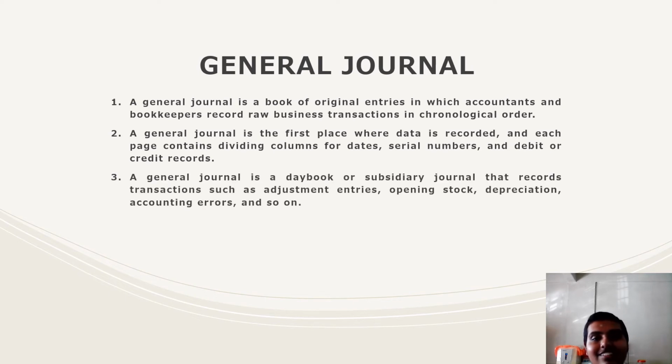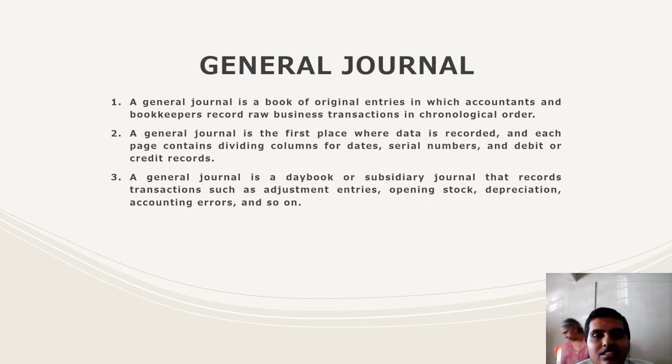Okay, a general journal is a day book or subsidiary journal that records transactions such as adjustment entries, and we have some examples. What records or transactions are stated in the general journal most of the time? Such as adjustment entries, opening stock, depreciation, accounting errors, and so on.